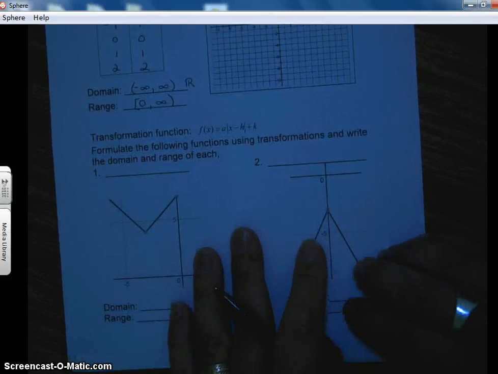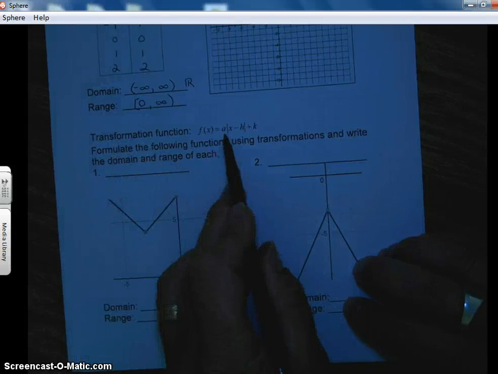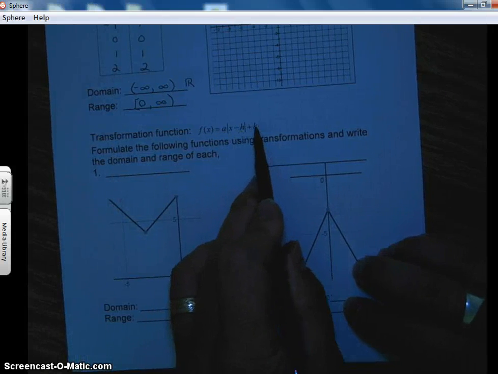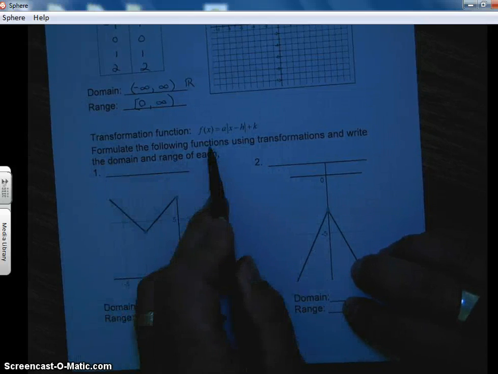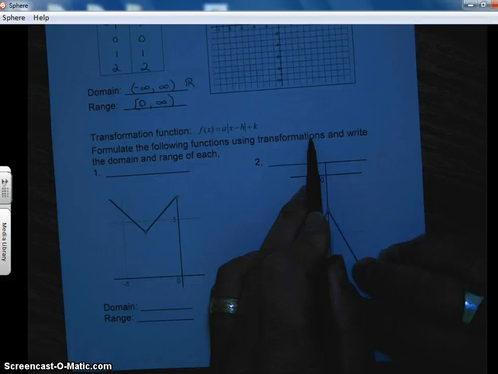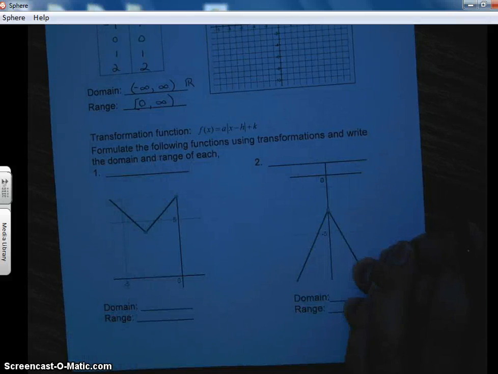So let's move down here and let's look at the transformations. And we've kind of already looked at these. They're written on the board to your left. Formulate the following functions using the transformations and write the domain and range for each.